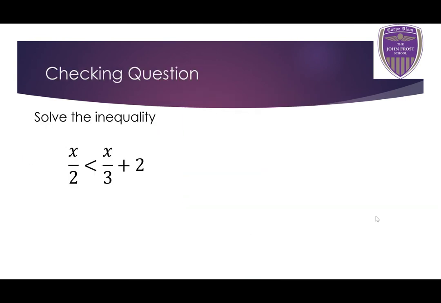Okay, so we've been given an inequality to solve. x over 2 is less than x over 3 plus 2. Okay, so have a go at solving this inequality. Pause the video and have a go. Best of luck.